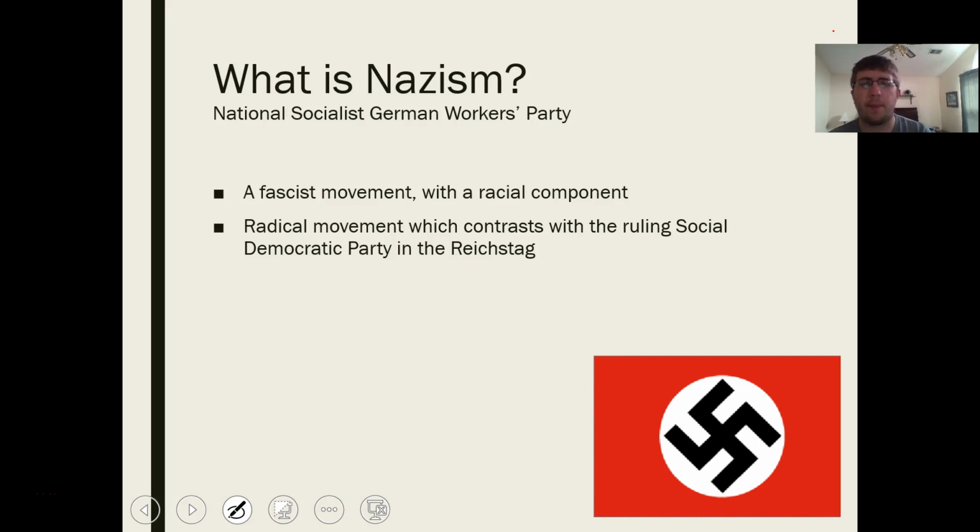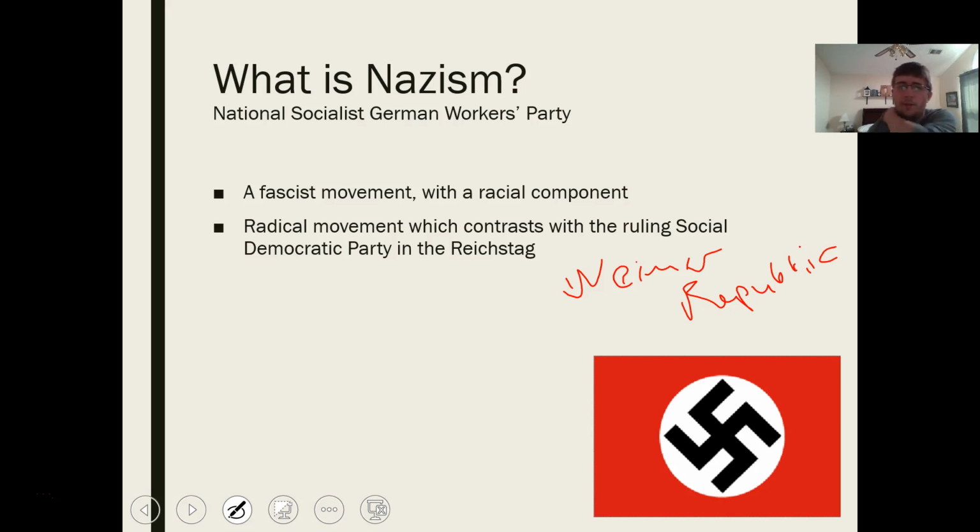This is a radical movement, and it very much contrasts with the ruling Social Democratic Party in the Reichstag. We're talking here about the Weimar Republic, right? This is a political party that becomes popular right after World War I for reasons we talked about with Italy: economic troubles, being hurt by the Treaty of Versailles.